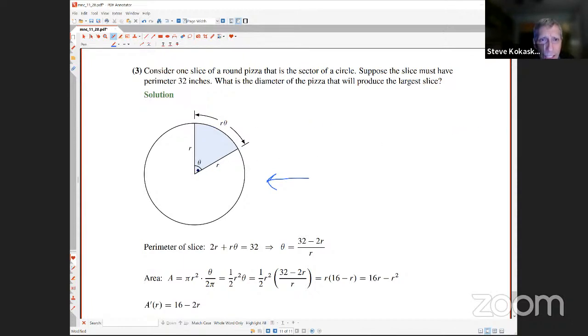This distance is a radius of the pizza or the circle. This distance is r, the radius of the circle. So there's my 2r. And the remaining perimeter of this slice is that arc. And that arc, remember from your geometry days, has length r times theta. Wow. And I want that perimeter to be equal to exactly 32. Now, I didn't get to an expression for the area yet, but you know we're going to have to use this constraint. So what I did is I solved this expression for theta in terms of R. Looks kind of funny, but I think we'll be able to use this.